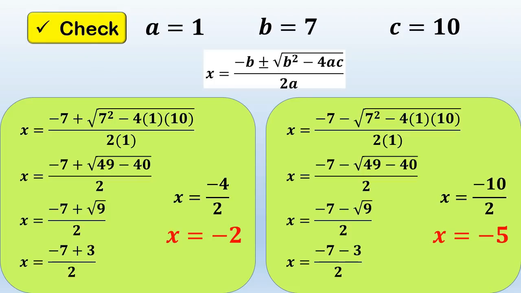The values of the roots of the given equation are negative 2 and negative 5. Since ang ating discriminant is 9 and 9 is greater than 0, and also it is a perfect square, therefore the roots of the given equation are rational numbers but not equal. So as you can see, hindi parehas ang value natin ng roots. So it means the discriminant is true to the given equation.